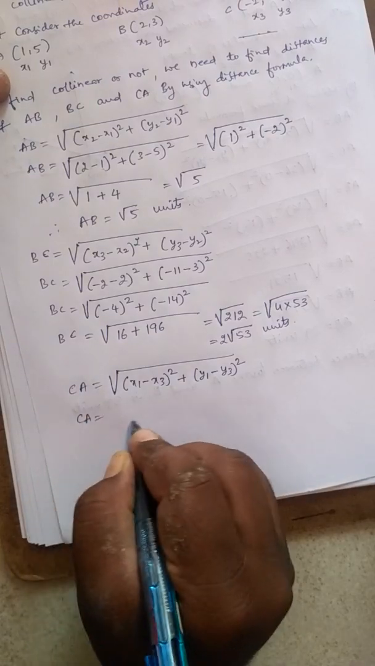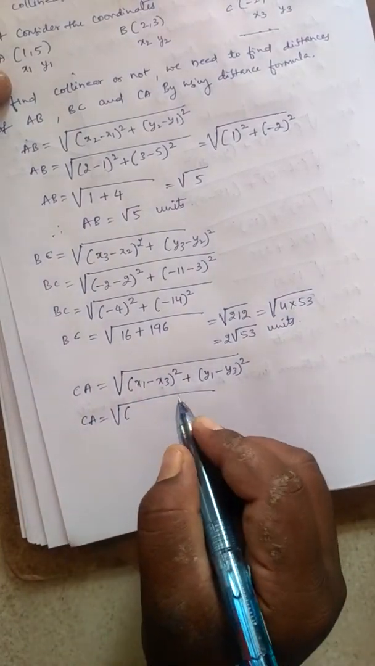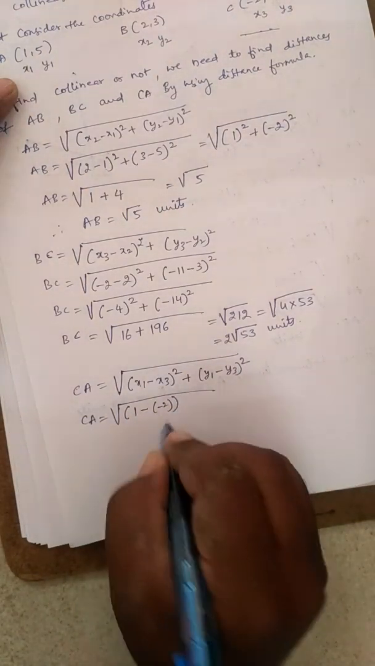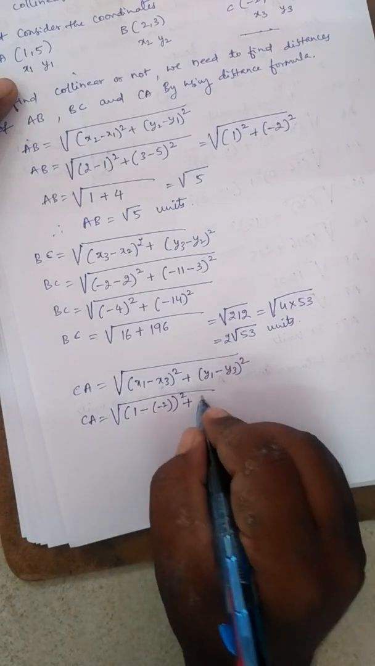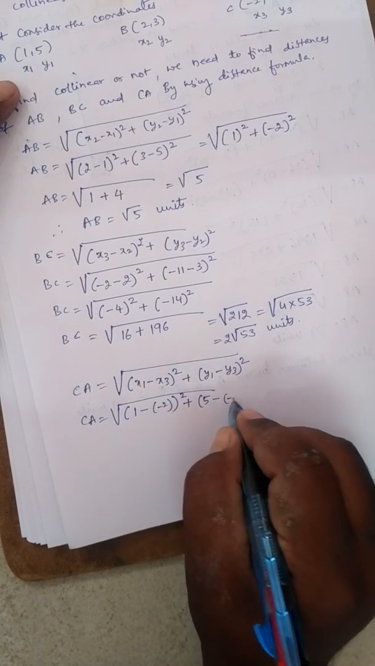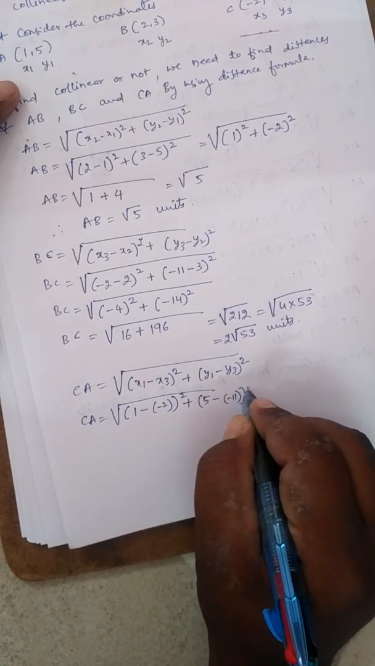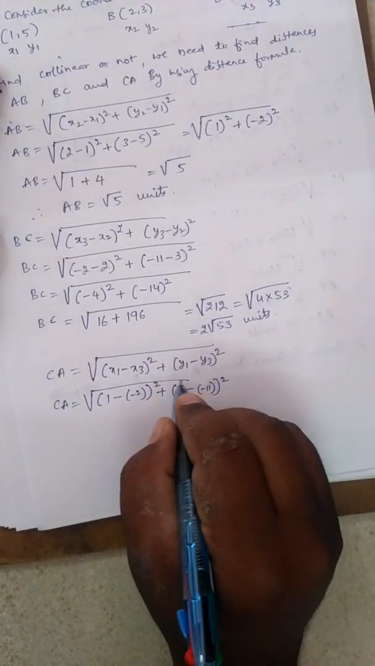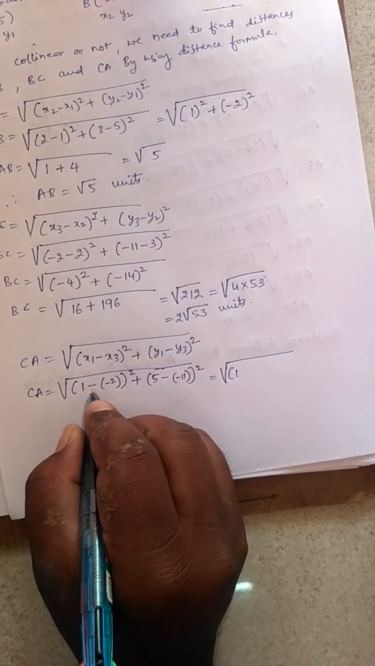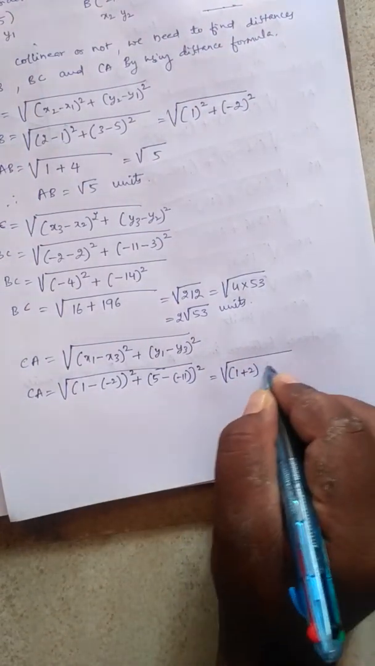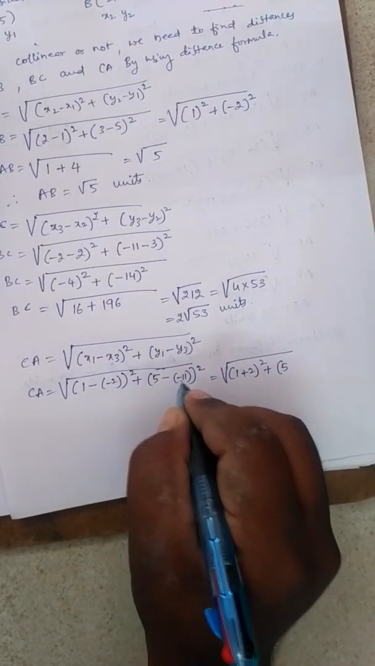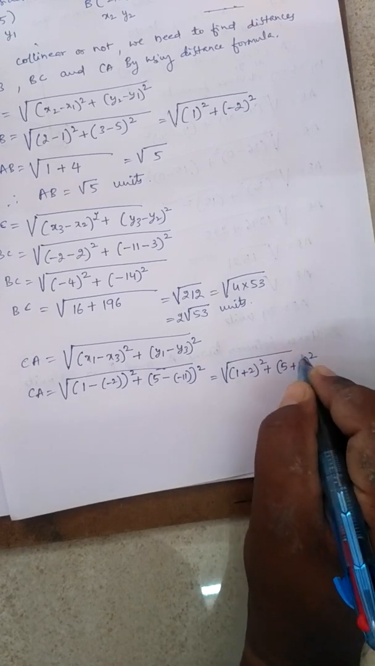So CA is equal to under root. Here x1 value is 1 minus x3 value which is minus 2. You have to take it inside the bracket, close the bracket and square it. Then here y1 is 5 minus y3 which is minus 11, and you have to complete the bracket and write whole square for that. So next step, this is equal to 1 minus into minus is plus, 1 plus 2 whole square, plus again 5 as it is, minus into minus again is plus, 11 whole square, right?